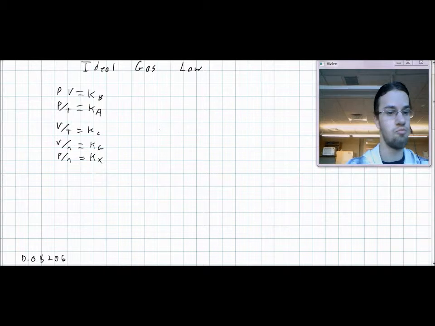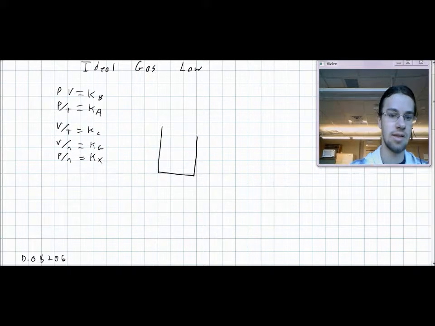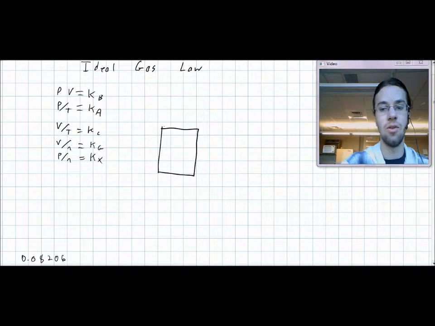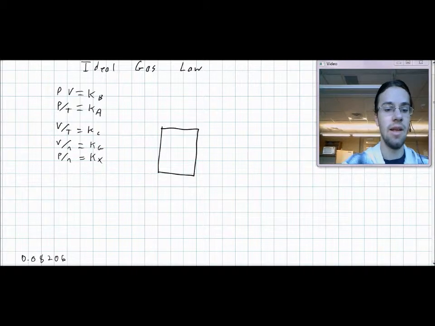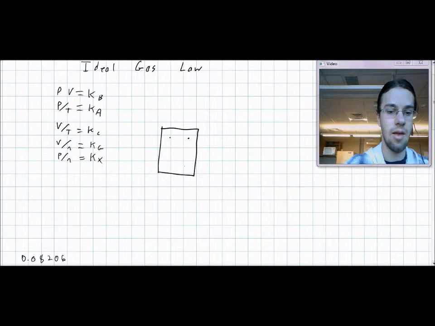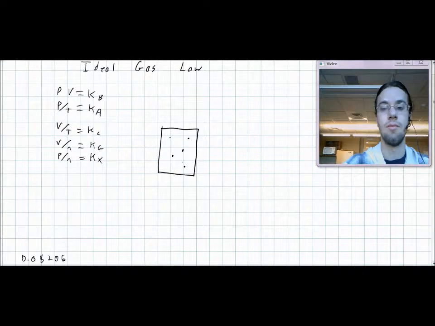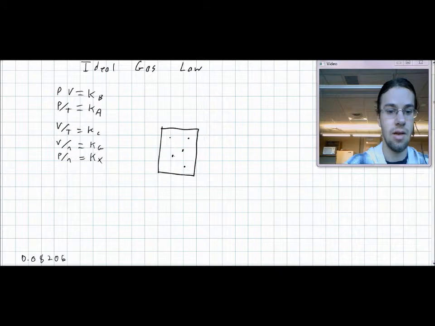Those are, well, let me explain it this way. So say you have a box. Now that box is filled with a gas. And so what we're going to assume is that the individual particles that make up the gas are free moving. They take up no space in and of themselves. So the particles have no volume, but the combined pressure of the particles is what creates the volume.